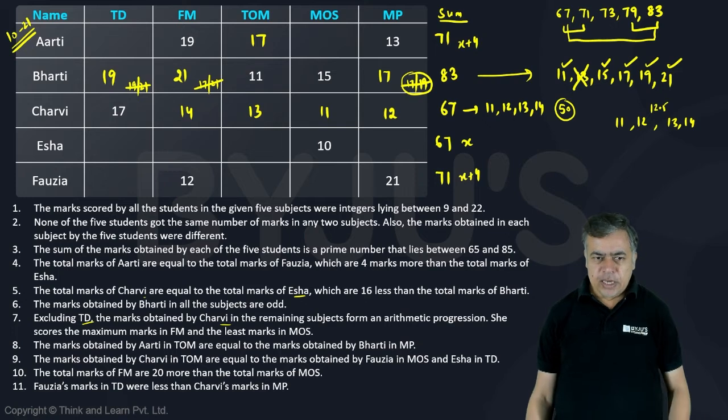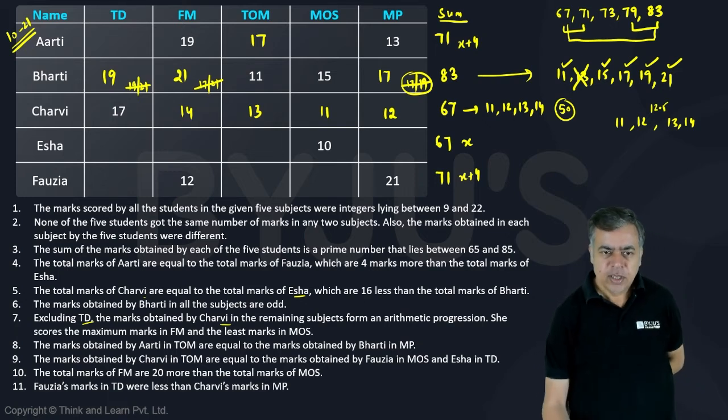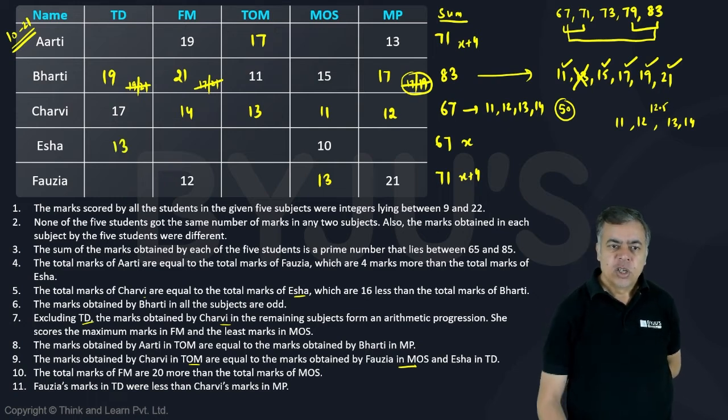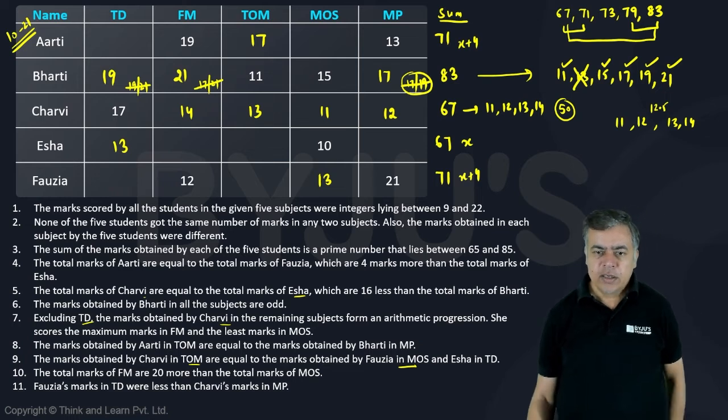Okay, so let's see the other condition first. Now the marks scored by Charvi in TOM is 13, equal to the marks obtained by Fozia in MOS. Charvi in TOM I know is 13, so that means Fozia in MOS is also 13. And Isha in TD is also 13. So we got the scores of Fozia and Isha, MOS and TD.